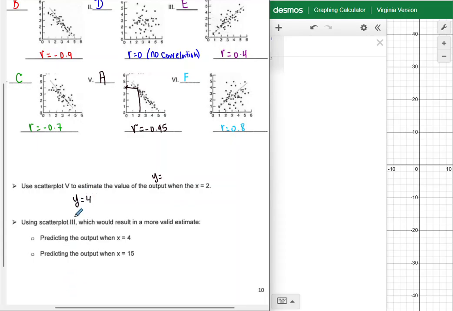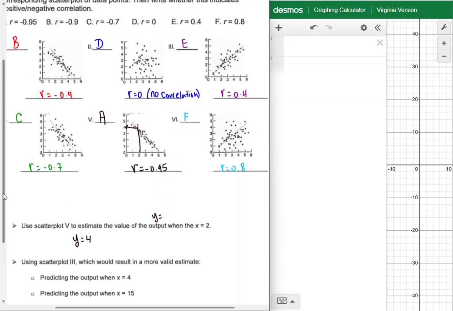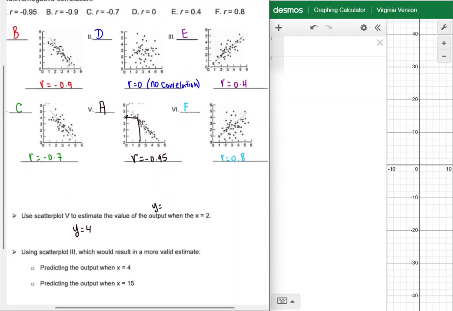Using scatter plot 3, I said V, this is supposed to be 5. Anyway, 3, which would result in a more valid estimate? Scatter plot 3, so this one right here. When x is 4, my y value is about, I would say, about 3.9.